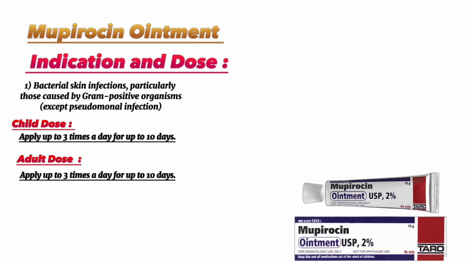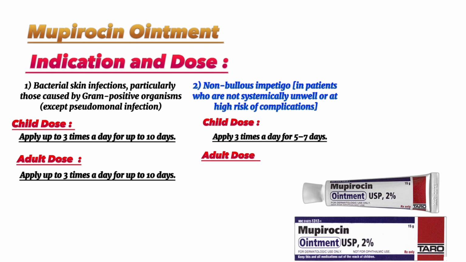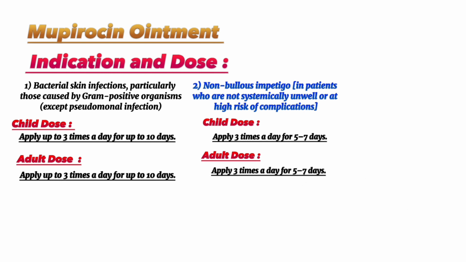Second use of mupirocin: non-bullous impetigo in patients who are not systemically unwell or at high risk of complications. Child dose of mupirocin: apply 3 times a day for 5-7 days. Adult dose of mupirocin: apply 3 times a day for 5-7 days.